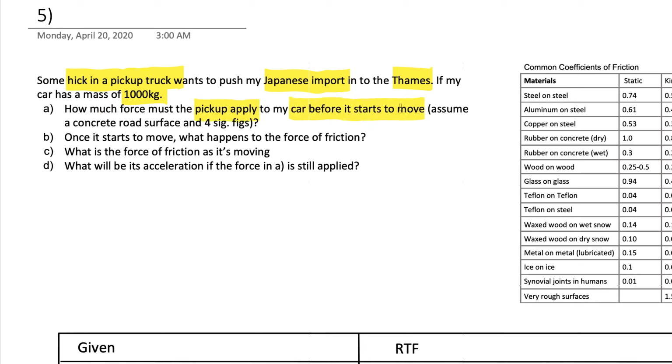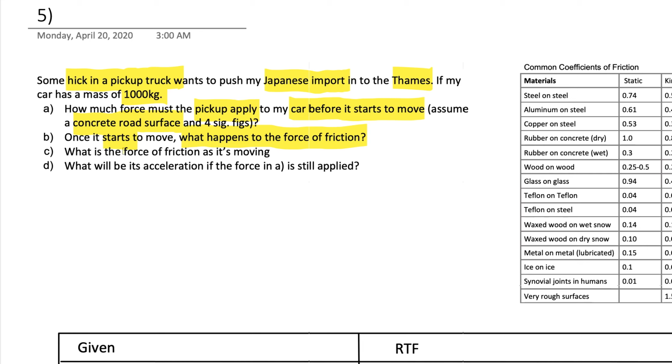If my car has a mass of 1,000 kilograms, how much force must the pickup apply to my car before it starts to move? The key thing here is before it starts to move, which means we are in a static state. We're going to assume a concrete road surface, of course. Once it starts to move, now things change. When it starts to move, we now go from a static situation to a kinetic situation. And that's what we're asked to find and discuss what happens to the force of friction in that case.